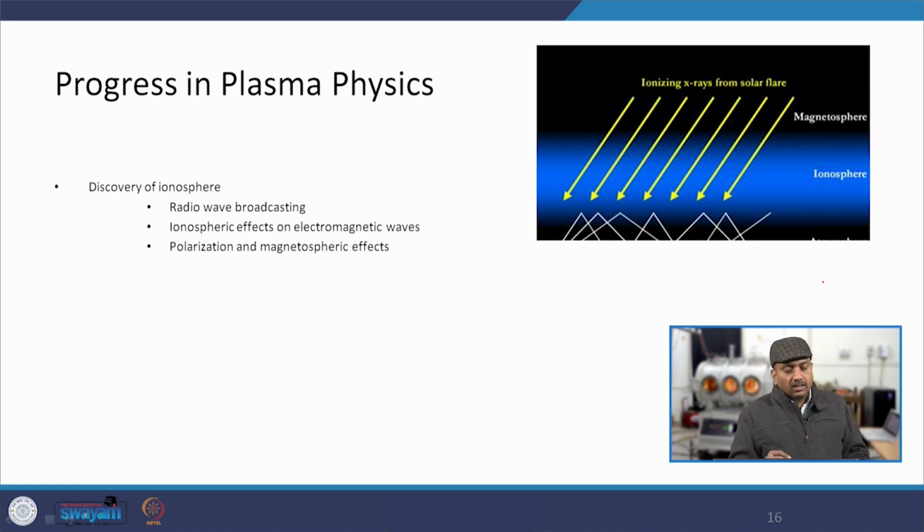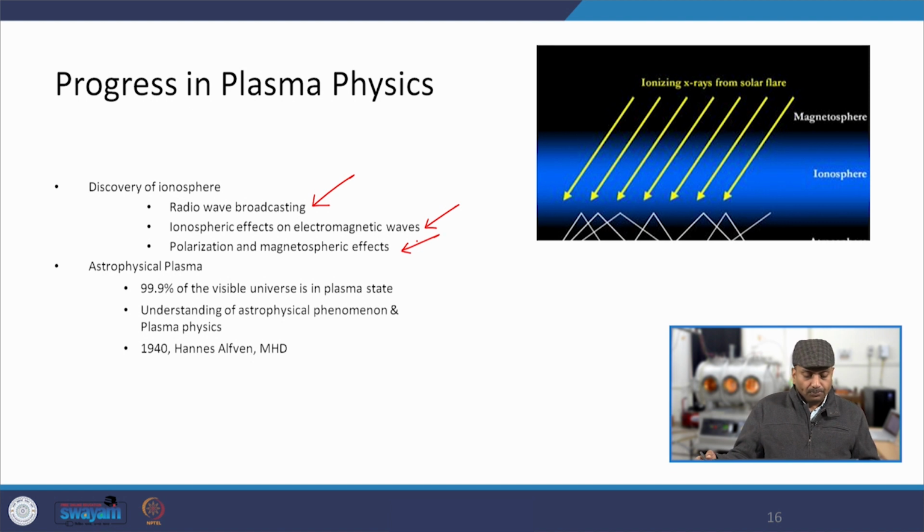So, it can be particularly helpful in radio wave broadcasting, in understanding the ionospheric effect on electromagnetic waves, because you are using electromagnetic waves for communication. And polarization and magnetospheric effects, all these effects are coupled very strongly with advances in plasma physics.